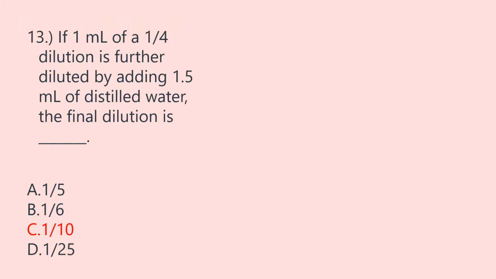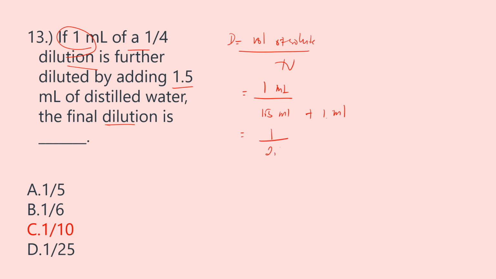The problem of number 13 is also the same with the previous item. Okay, so you have here if 1 ml of a 1 over 4 dilution is further diluted by adding 1.5 ml of distilled water. So what is going to be the final dilution? So dilution is equal to volume of solute over total volume. So the volume of solute now is 1 ml over 1.5 ml plus 1 ml. So you have 1 over 2.5.